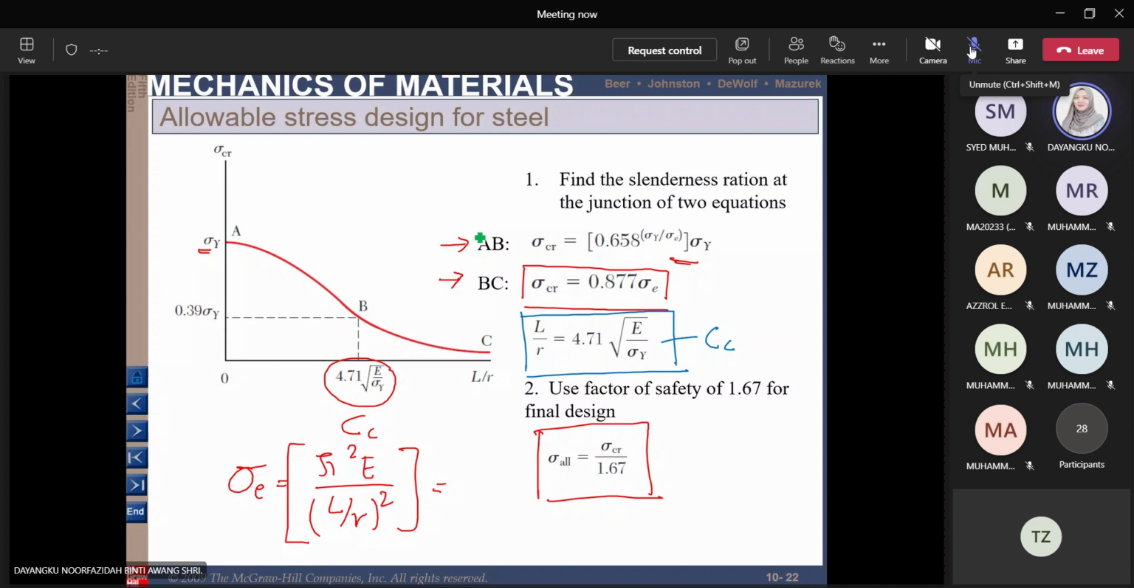So to get the value of either L or sigma allowable, whatever the value that is asked by the question. Alright, so that is it for this. So let's take a 5-minute break and then we will continue with the calculation for the design.